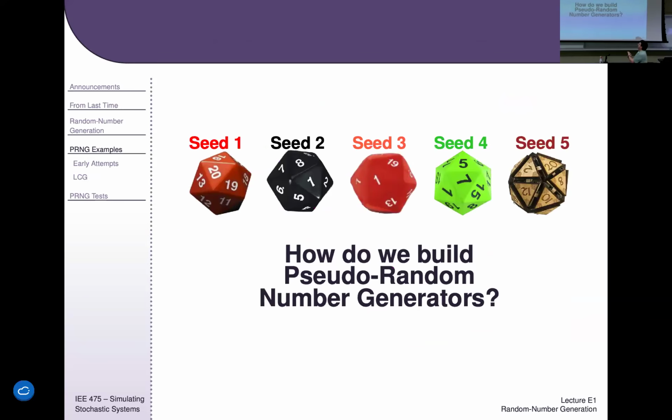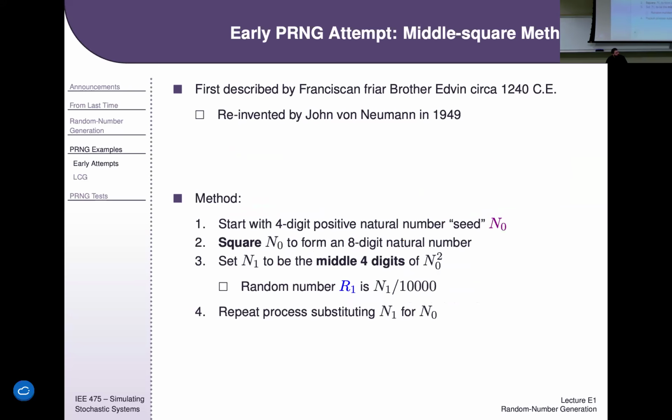All right, so those are the properties we want. How do we build a random number generator with those properties? This goes to things that you're going to be doing on that homework that's due this weekend. One of the earliest attempts was first described by Franciscan friars, and it was reinvented by von Neumann around when they were advancing nuclear technology. The method here, which is not what we use today for reasons that we'll see in a second, is to start with 4-digit positive natural numbers as a seed, like 1234 or 7890.